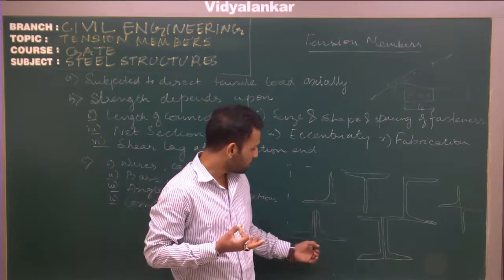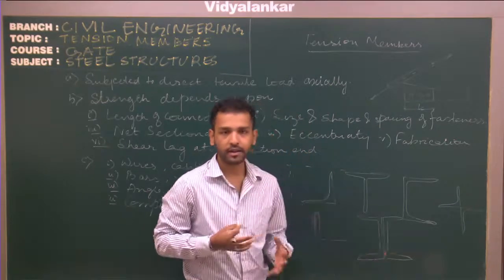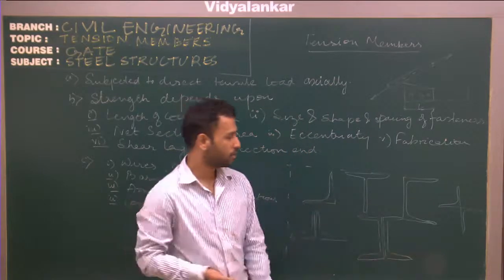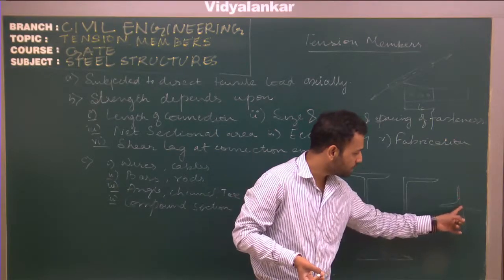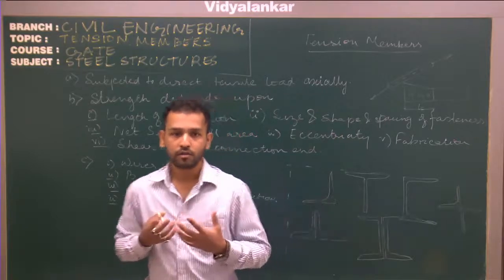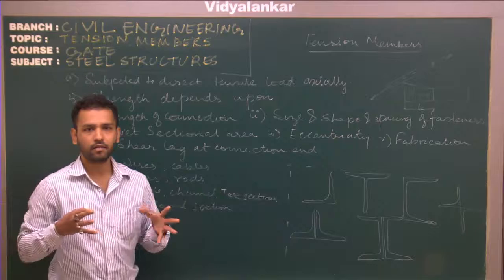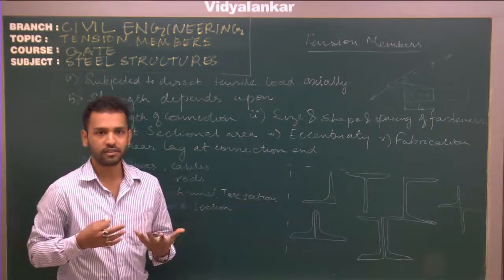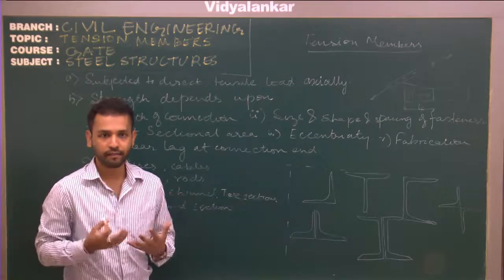So this is a compound section. This is also a compound section where 2 channels are placed back to back in order to behave as a tension member. This is also a compound section where 2 channels are placed tip to tip diagonally. It can also behave as a tension member. So a compound section is a section which we can build by jointing 2 or more individual rolled steel sections, depending upon the design criteria we have.